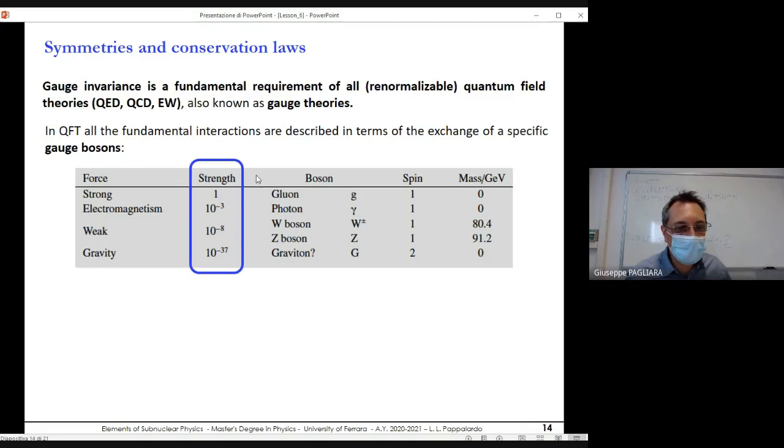Now let me point your attention to the strength of these forces. So if we put the strong force equal to 1, then the electromagnetism is of the order of 1/100 or 1/1000 of the strong interaction, depending on the scale, of course. The weak interaction strength is of order 10^-8, but then the gravity, you see here, is 10^-37. This is why it is completely negligible at the subatomic level, totally.